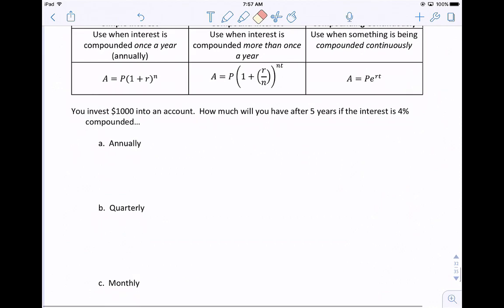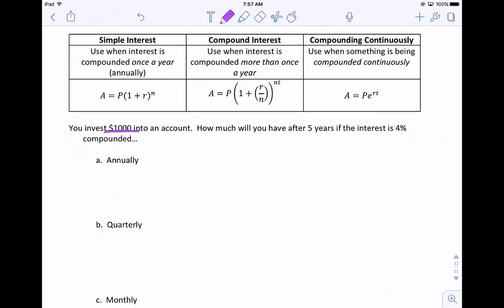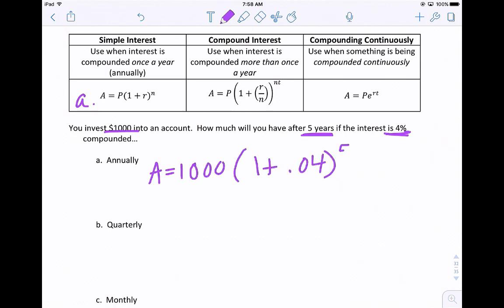So let's take a look at how that affects money. $1,000, to be exact, into an account. How much will you have after 5 years if the interest was 4%? All right, so annually. This is the first equation, so I'll put A here. So A equals 1,000 times 1 plus, change 4% to a decimal, 0.04, for 5 years. Let's type that in. Okay, so after 5 years, you will have 1216.65.